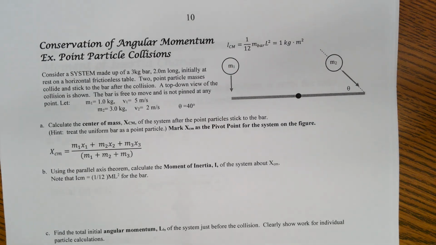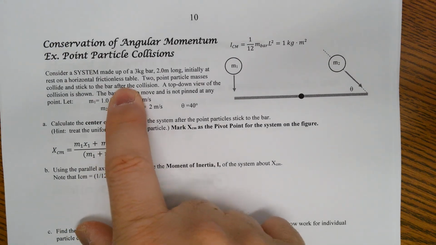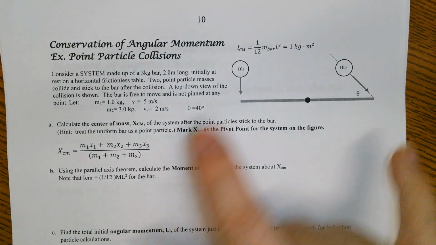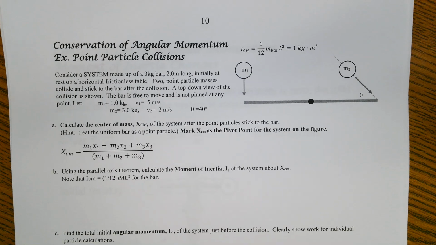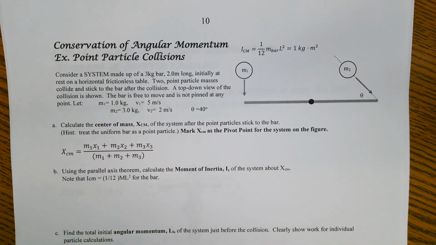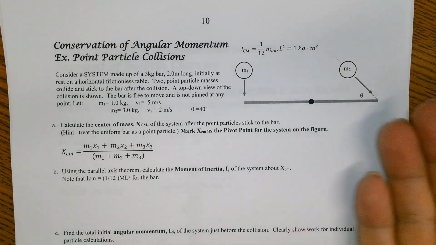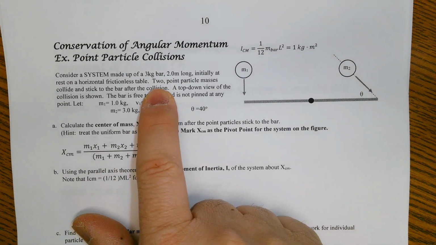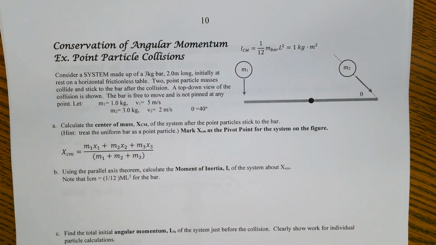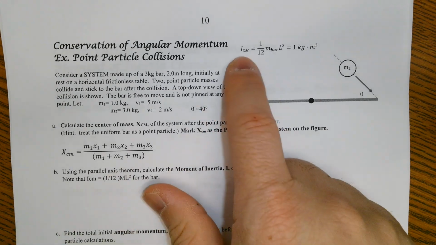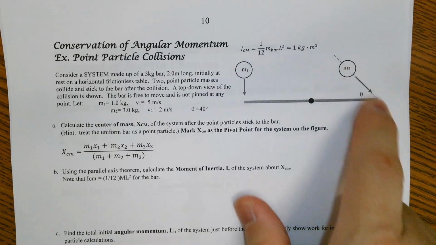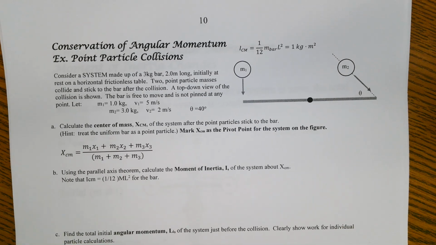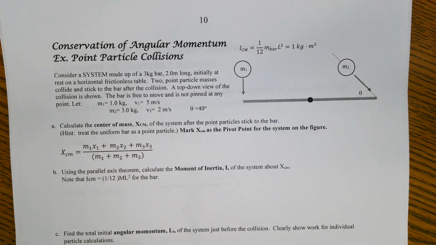Consider a system made up of a 3 kilogram bar, 2 meters long, initially at rest on a horizontal frictionless table. It's a frictionless table, so we're not going to have to worry about any kind of friction. Two point particle masses collide and stick to the bar after the collision. So this one sticks to the end of this side, and this one sticks to the end of this side. A top-down view of the collision is shown. So this is a bird's eye view.